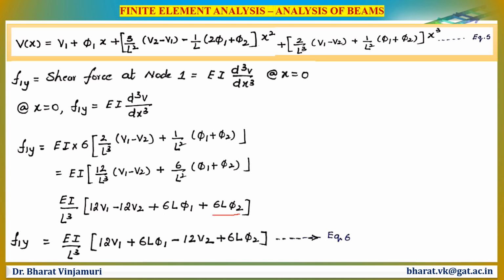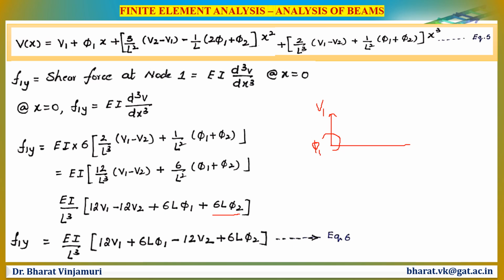Now there is a small change which we will try to make here. If you observe, the beam has two nodes. At node 1 we have v1 as well as the moment, so at node 1 we have v1 as well as the value of phi 1.